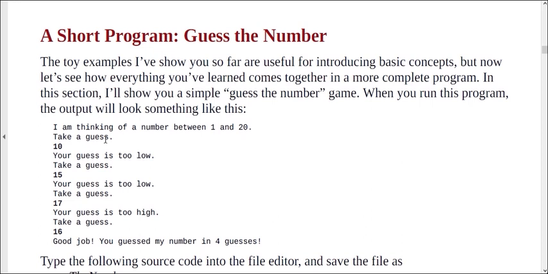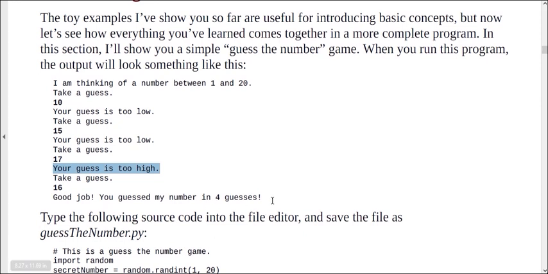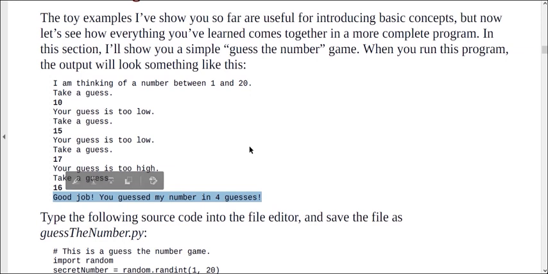Here you can see I am telling the user to think of a number between 1 and 20. Then I am telling the user to guess. According to the guess, if the guess is less than my number, it will print your guess is too low, or else if it is high, it will print it is too high. Then if it is correct, it will tell good job, you guessed my number in 4 guesses, and it will also tell the number of counts in which the user has guessed the number.